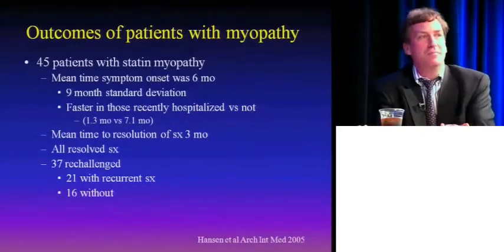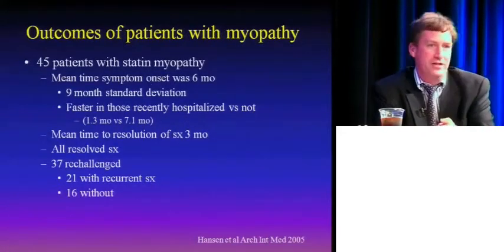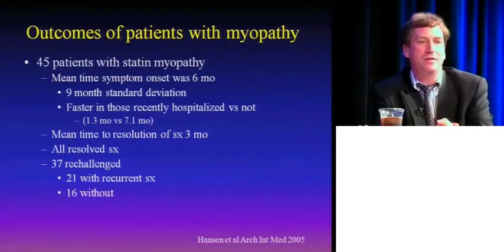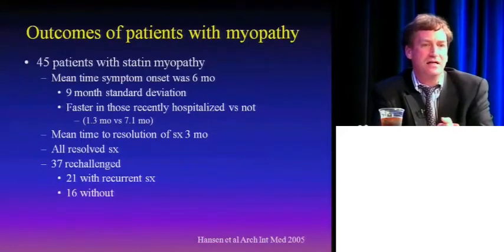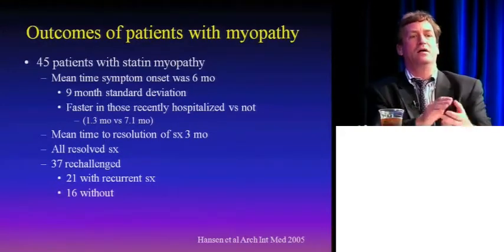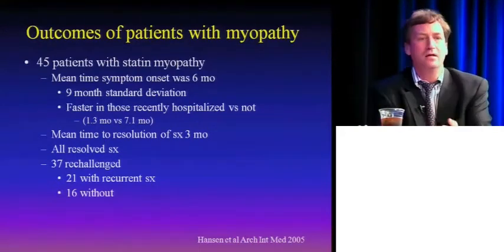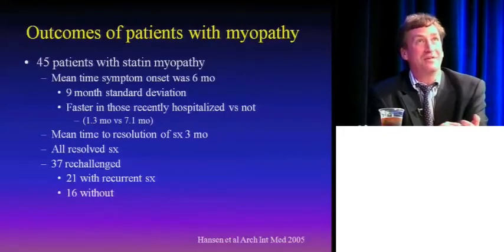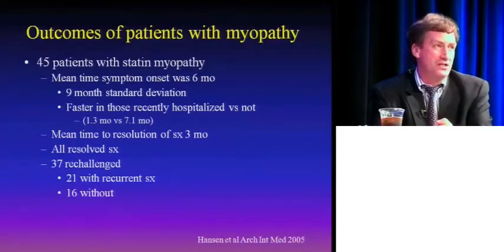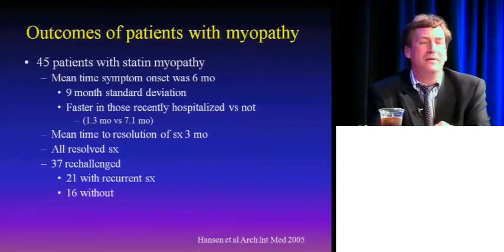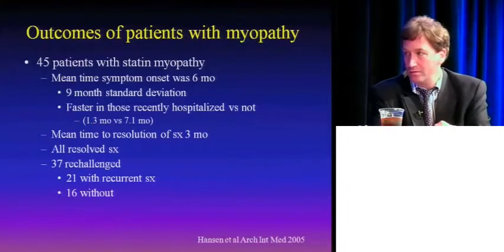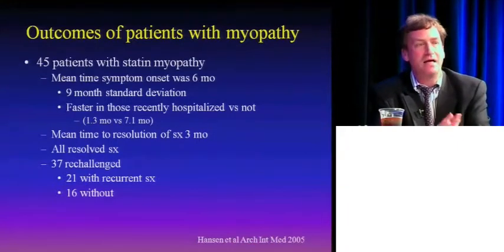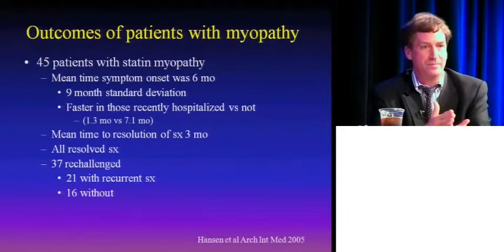Now, if you do get myopathy, what is the outcome of your patient? They followed 45 patients who got myopathy. The mean onset time was 6 months, with a 9-month standard deviation, so there was a wide variation. Myopathy had a faster onset in individuals who had just come out of the hospital. The mean time of resolution of symptoms was 3 months. Everybody's symptoms resolved, so that's the key. Stop the statin, leave it off for a while, and everybody gets better.